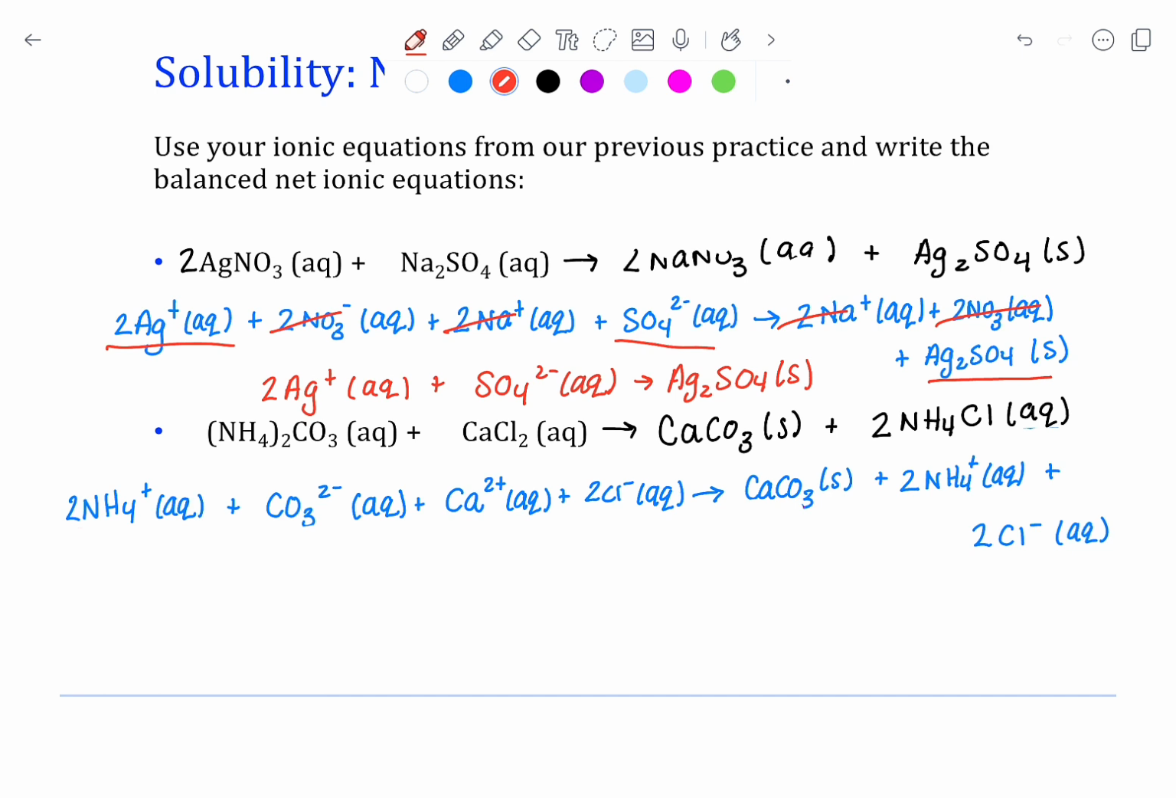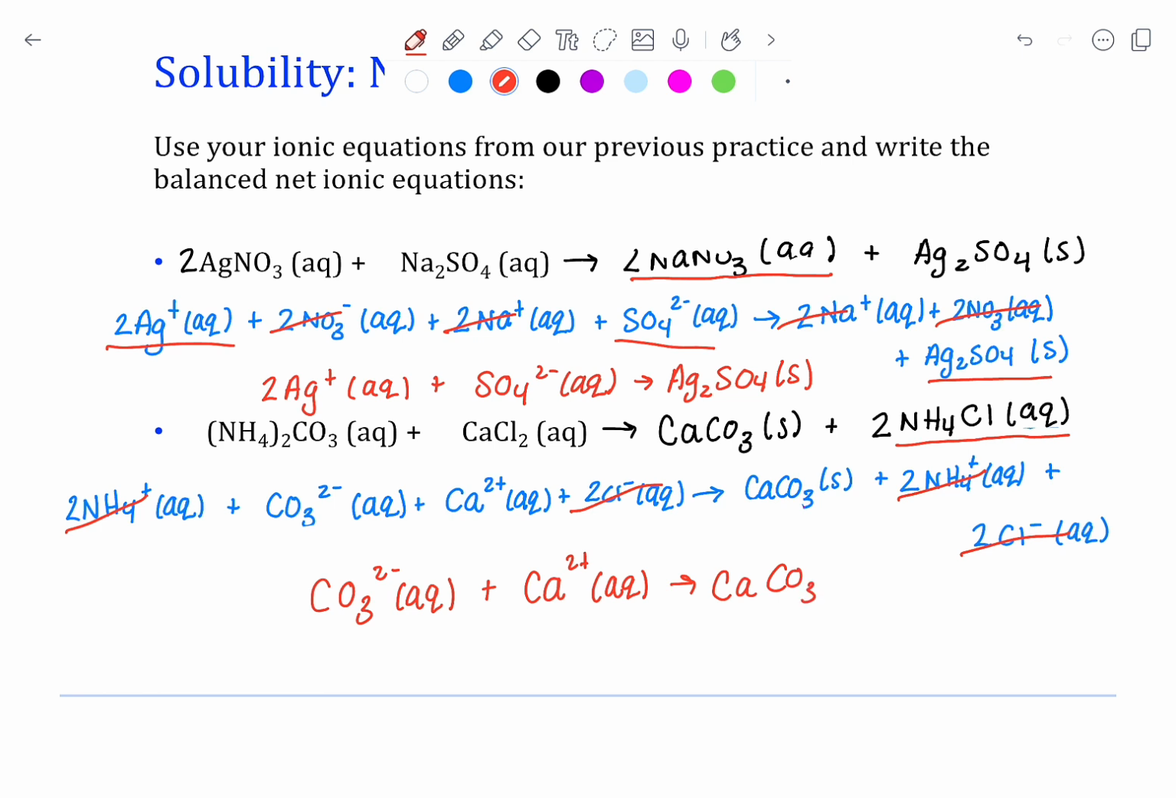We can see from our molecular equation that our aqueous product, NH4Cl, those are going to be our spectator ions because our aqueous products are the spectator ions. We see that here as NaNO3 as well. So we can cancel out the NH4 and the Cl's on both sides. And what we're left with are the ions that are participating in the reaction. So we have CO3 2 minus, aqueous, plus Ca2 plus, aqueous, going to CaCO3 solid.